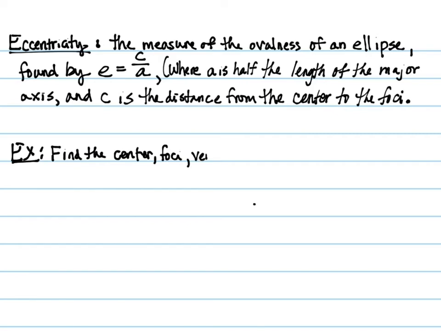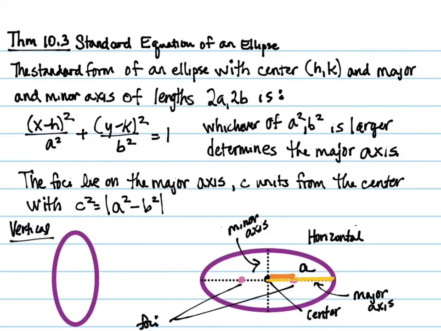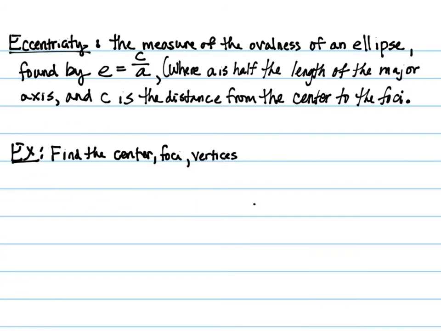I didn't actually draw the vertices on my graph, I don't think. Can you find the vertices? Yep, you can. The vertices are actually here and here. So they're the end points of the major axis. Those are my vertices. The end points of the minor axis don't have a name. Often we'll find them for reference points as we're drawing it, but they don't have a name. So center, vertices, foci, what else do I have? Oh, eccentricity. And graph.